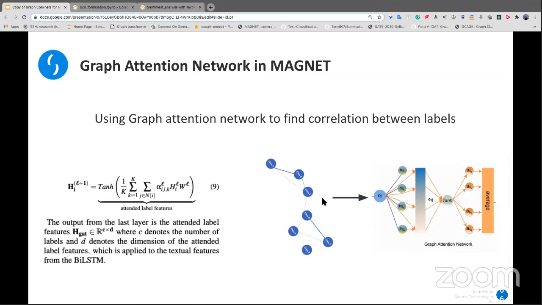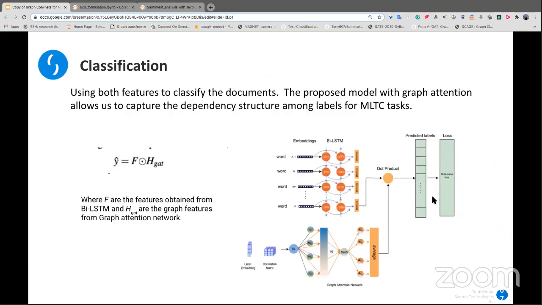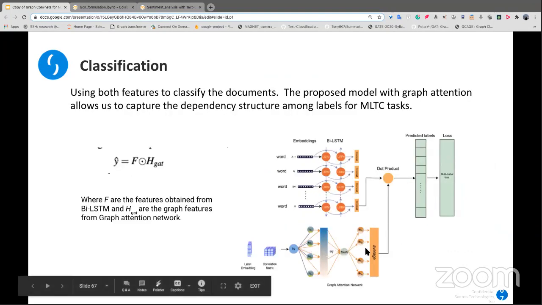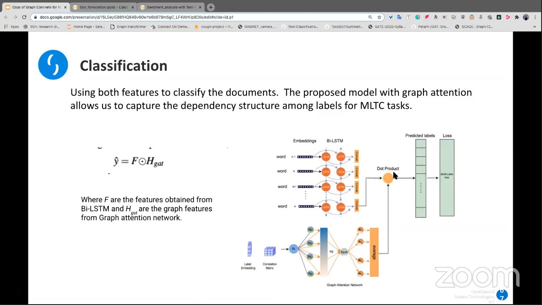Here you can see I'm using multi-head attention over the nodes to find the relationship between the labels, and then feeding it to a graph network to get the features. After that, I will have both features, from the label graph and from the sentences, and I will do the dot product and use the multi-label loss for prediction and training.